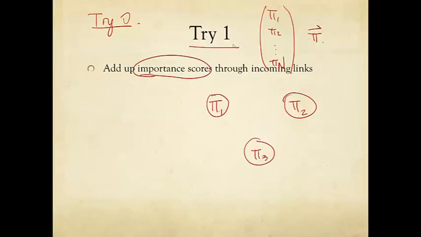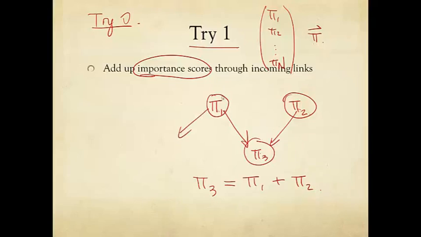So try 1 says that, look, you got these pi's. Maybe you can just add up the pi's that point to you. For example, if node 1 and node 2 both point to node 3, then I can say node 3's importance is the sum of pi 1 and pi 2. Okay, simple enough. This is slightly better than just counting degrees because I now allow each node to have different importance scores.